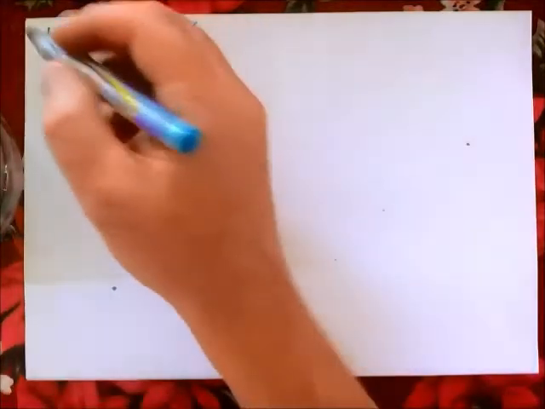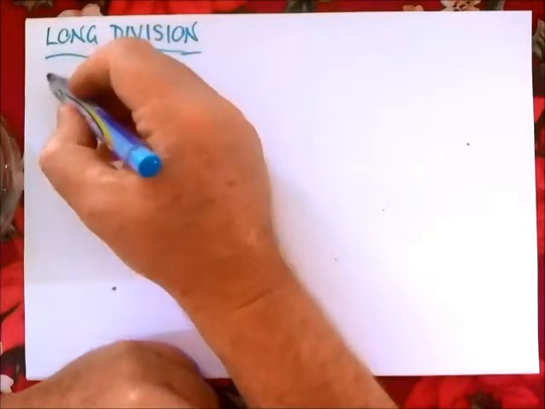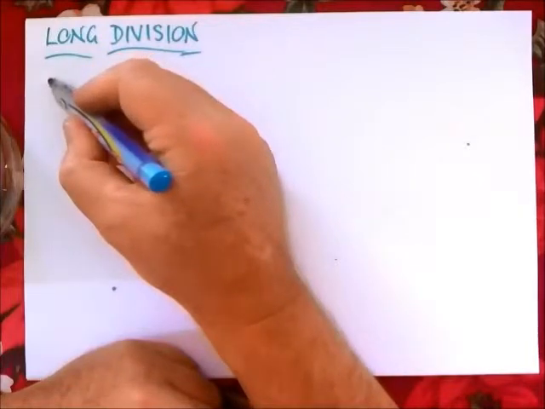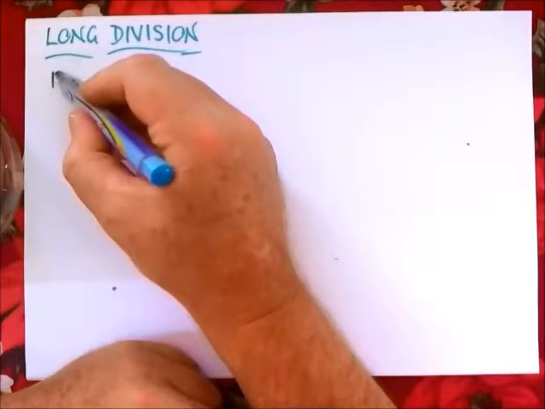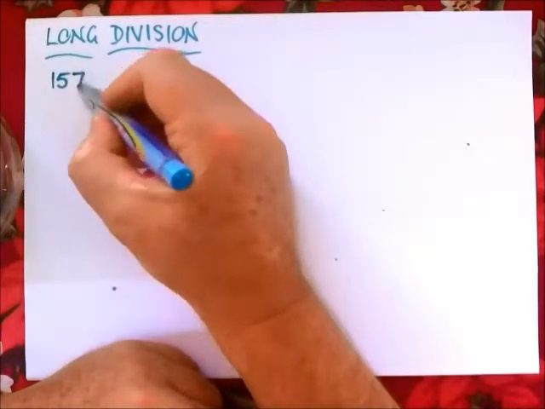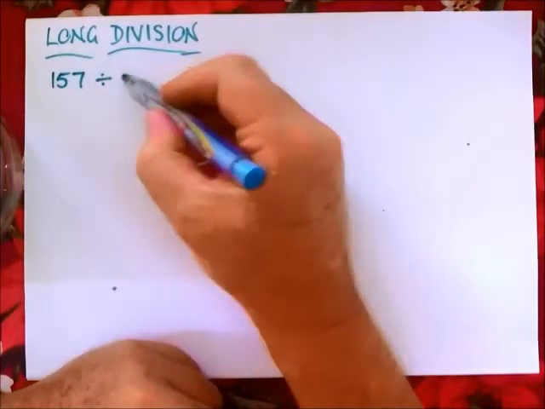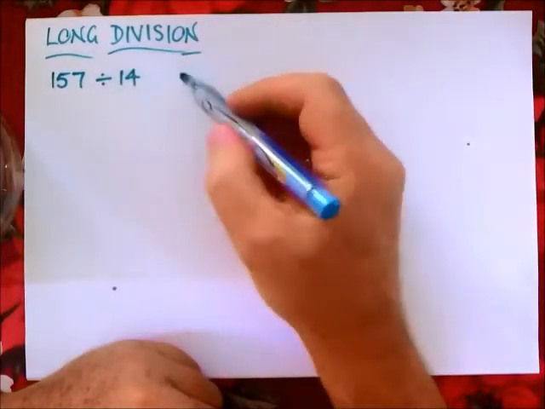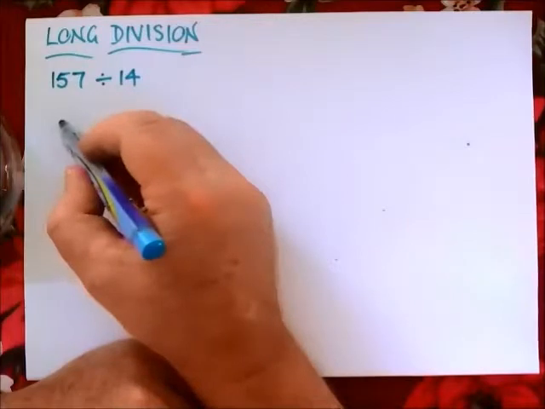This lesson is about long division. It's an area of mathematics that a lot of students don't like. They think it's difficult, but basically, if you break it down into small pieces and keep repeating those steps over and over again, you will eventually get the correct answer.